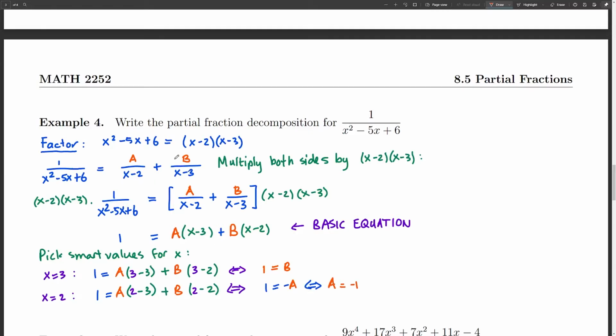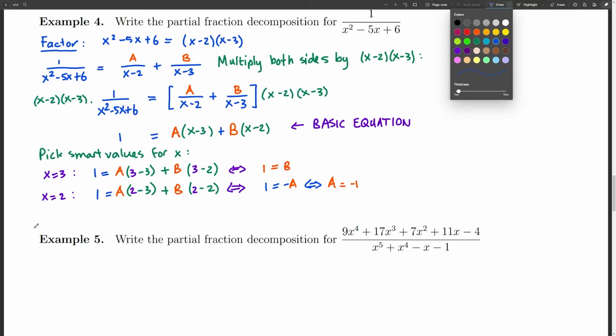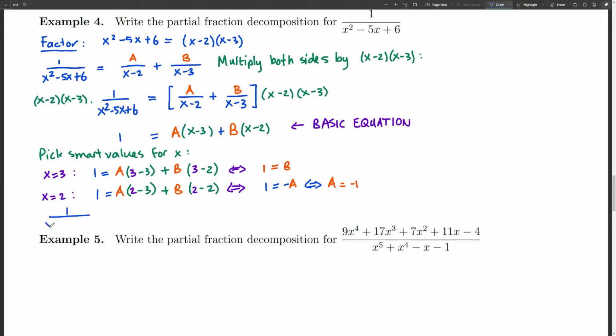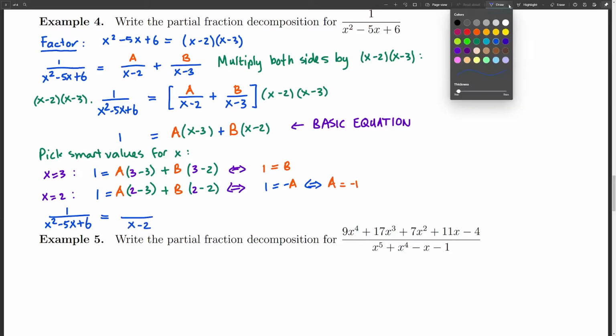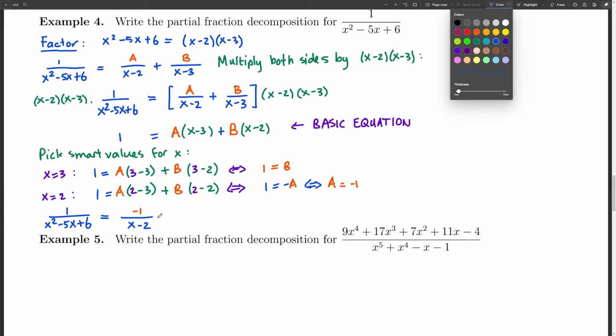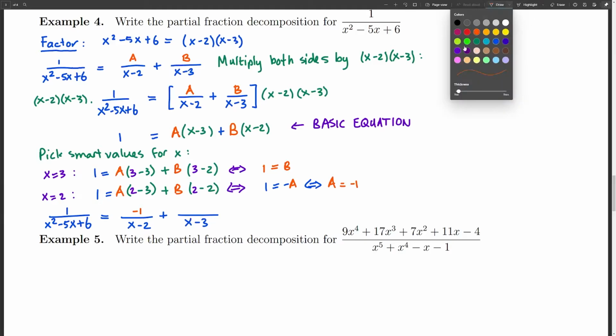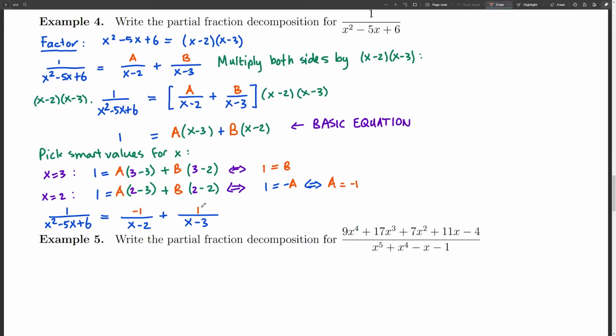And all that is left to do then is to plug those two values that we found for a and b into our partial fraction decomposition. So we end up with 1 over x squared minus 5x plus 6 equals a, which is negative 1 over x minus 2, and then plus our b over x minus 3, and our b was equal to 1. So then we have a 1 there, and that is our final answer.